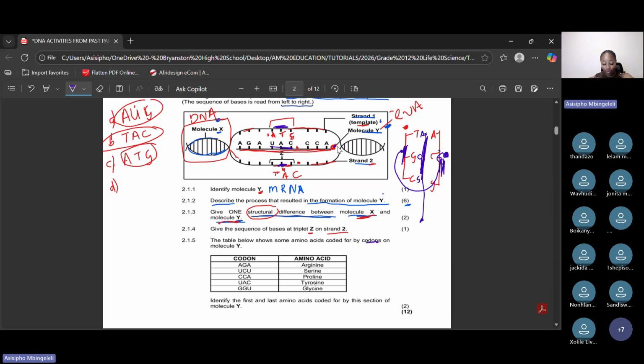So what are we going to do? We are going to say, oh, okay, there is AGA, that's the first codon. And in our amino acid table, they are also using codons, so we don't have to work anything out here. Let's look for AGA in the table. There is codon AGA. What's the name of the amino acid? Arginine. You write it down.